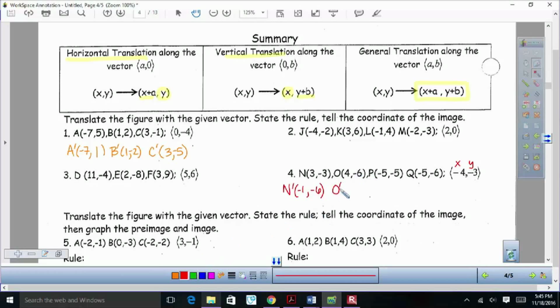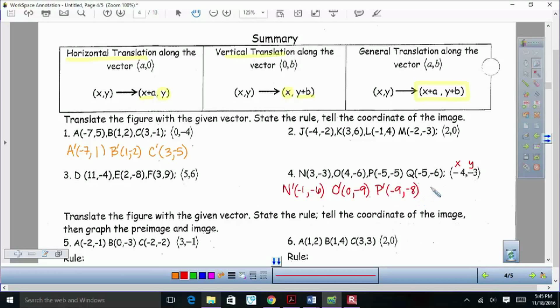And then for O prime, I'd do 4 minus 4, which is 0. Then I'd do -6 minus 3, which is a -9. Then P prime would be -5 minus 4, which is a -9. And -5 minus 3 is a -8.